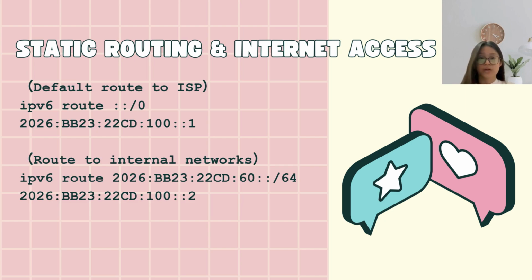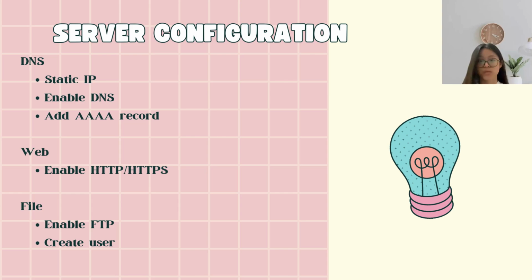Besides the dynamic routing, we also configured static routes. The default route forwards all unknown traffic to the ISP, which provides internet access. We also added specific routes to ensure traffic reached the correct internal subnet. Static routing gives us better control, and it is useful for smaller or predictable networks.